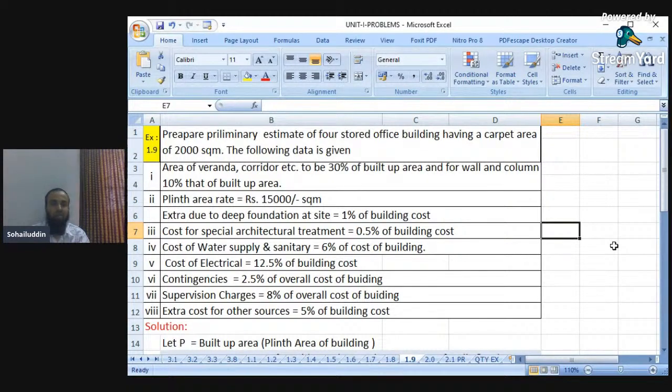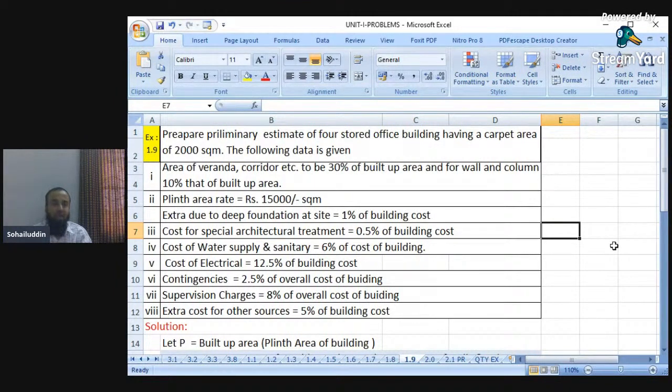Again the following data is given, that is area of veranda, corridor, etc. to be 30% of built up area, and for walls and columns it has been taken as 10% of built up area. Plinth area is one and the same. So 30% will be taken by veranda and corridor, and 10% will be taken by walls and columns. Next, plinth area rate is given as 15,000 per square meter.